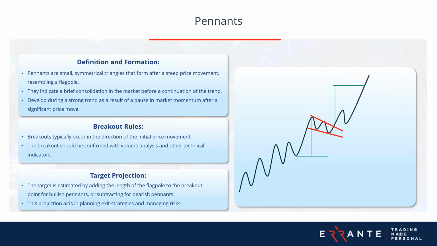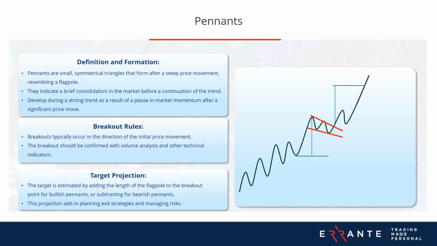When it comes to trading pennants, identifying the breakout direction is crucial. Breakouts generally occur in the same direction as the initial steep price movement. Traders should seek confirmation of this breakout through an analysis of trading volume and other technical indicators, ensuring the breakout's validity and the continuation of the trend.